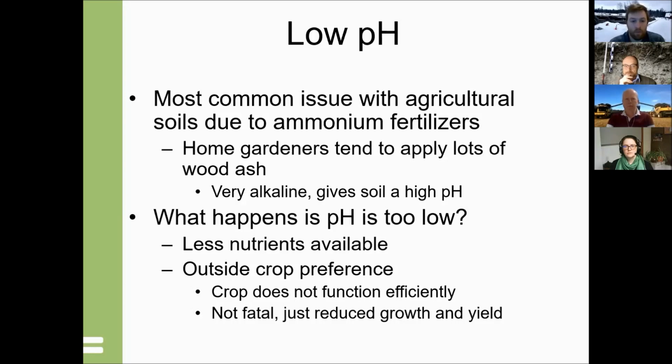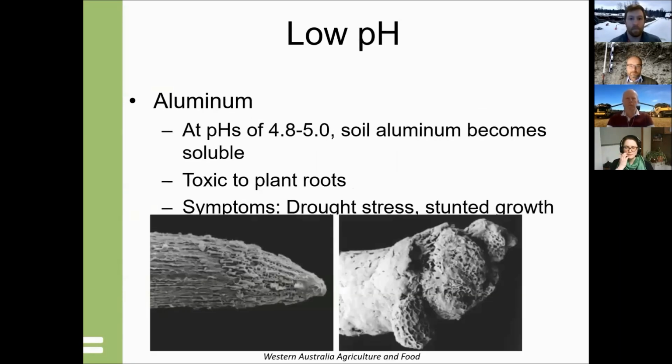As you saw in the figure before, there are less nutrients available, and then it's outside of that crop preference. And the crop just really doesn't function as efficiently as it could at that point. And it's not fatal, like I said, it's just a little bit reduced from its full potential. And then when you go even lower, to a pH of around 4.8 or 5, soil aluminum becomes soluble. And this is actually toxic to plant roots. So this is the point where you really can't grow anything. And some of the symptoms are drought stress and stunted growth because, of course, the plant can't take up water and it can't take up nutrients.